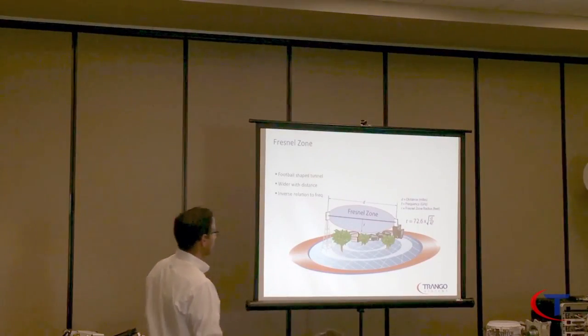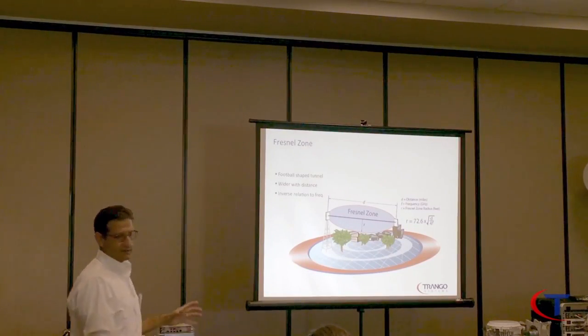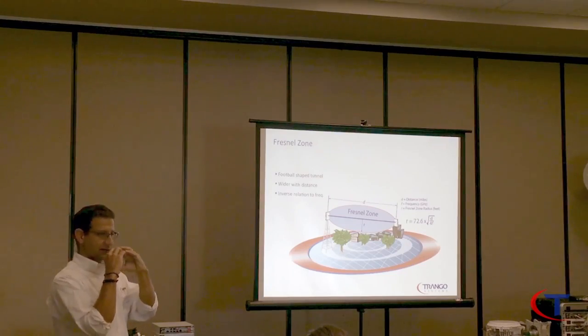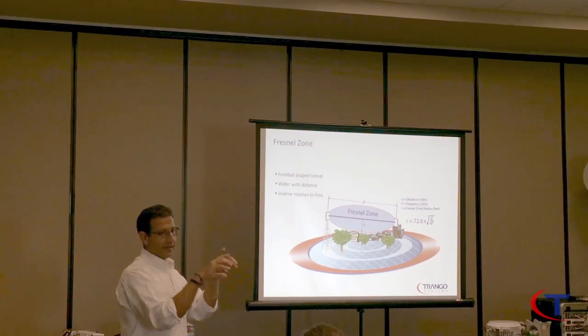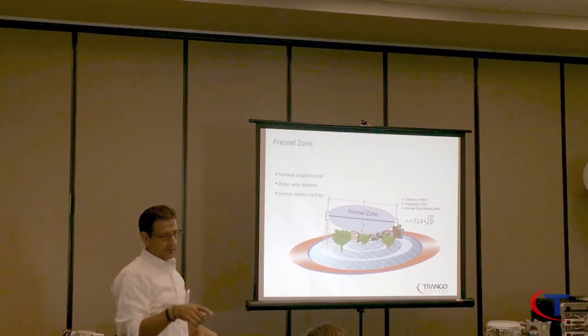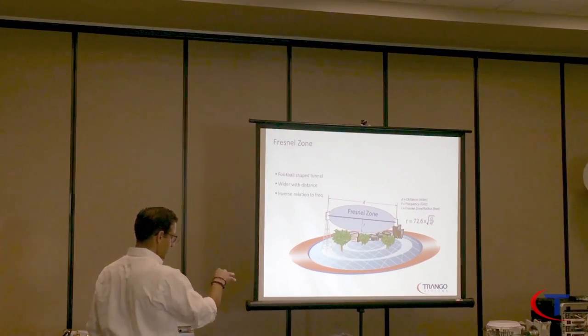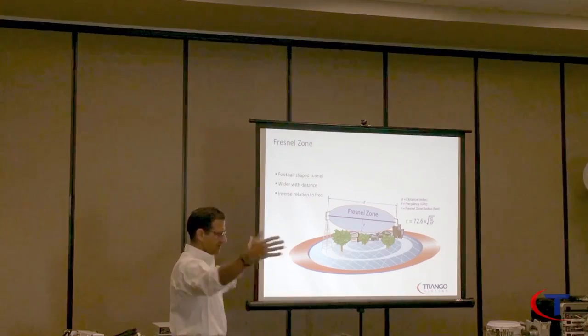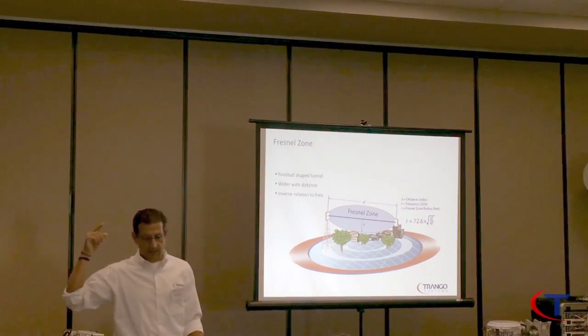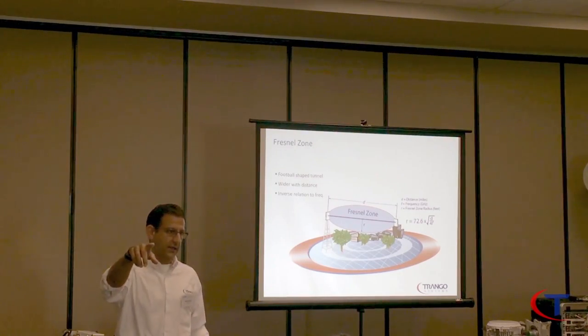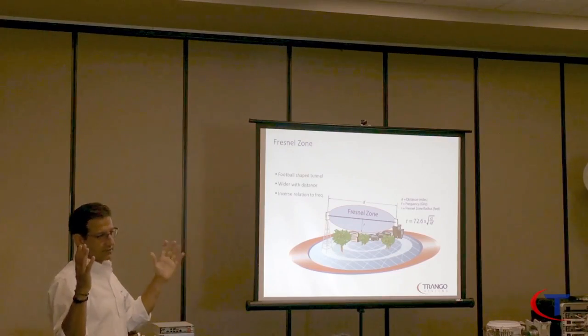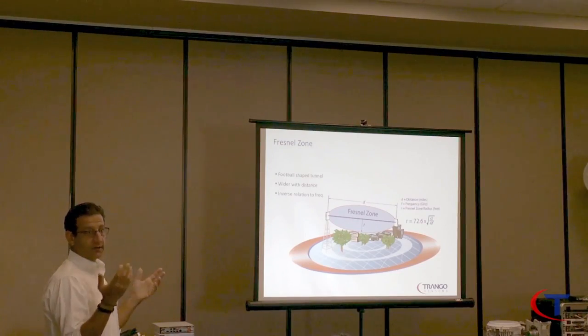Here's a little better picture of what a Fresnel zone looks like. It's actually a football shape that's narrower at the ends than it is in the middle. And it's 360 degrees. So not only do you have to take into consideration what's under the path, but also what's on the side. If you're shooting down a long corridor in a city, you might have buildings on the side that impact the Fresnel zone as well.